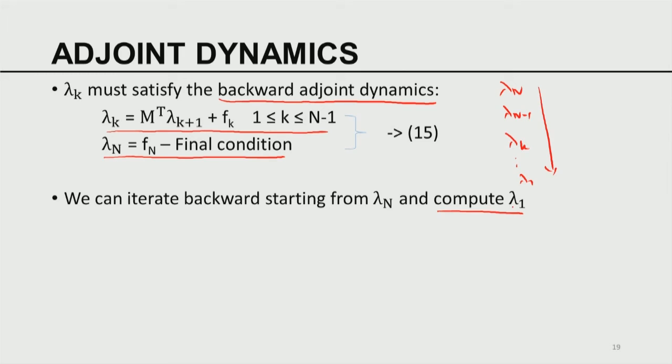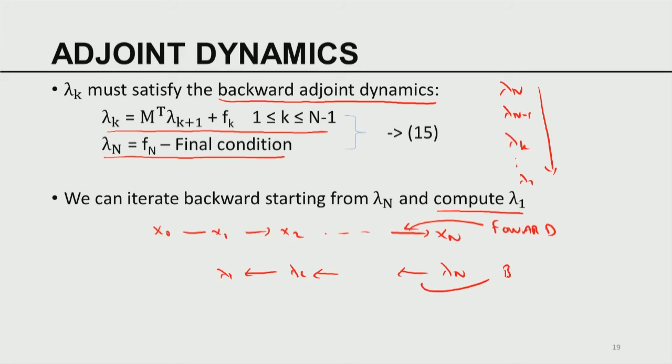Now I would like to remind you of two things. The model is solved forward, x0 to x1 to x2 all the way up to xn. Here lambda n, lambda n minus 1, lambda 2, lambda 1 are considered backward. So the forward dynamics of the model, the backward dynamics of the adjoint. This backward dynamics comes very naturally from the Lagrangian multiplier problem.